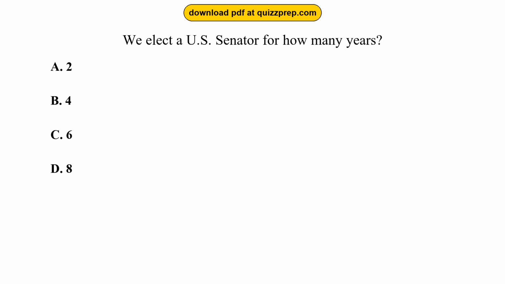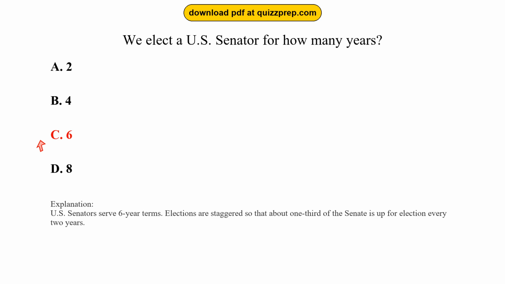Question 45. We elect a U.S. Senator for how many years? Option A, 2. Option B, 4. Option C, 6. Option D, 8. The correct answer is option C, 6. U.S. Senators serve 6-year terms. Elections are staggered so that about 1/3 of the Senate is up for election every 2 years.